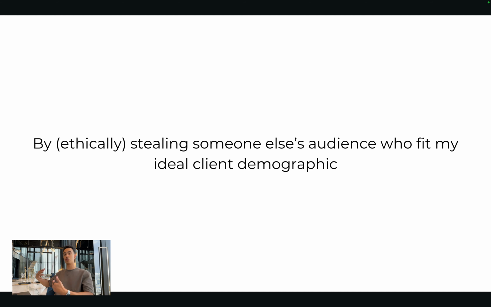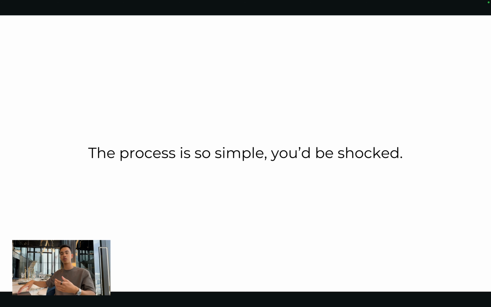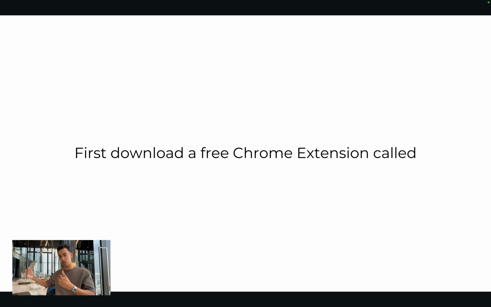And the way that we do this is, if you don't have a big audience, we're going to ethically steal somebody else's audience that fits into your exact client demographic, right? So how do we do this? This is the free software we use that enables us to download somebody else's follower list so that we can message them. So simple. They've already done all the hard work in getting their followers. We're just going to download them.